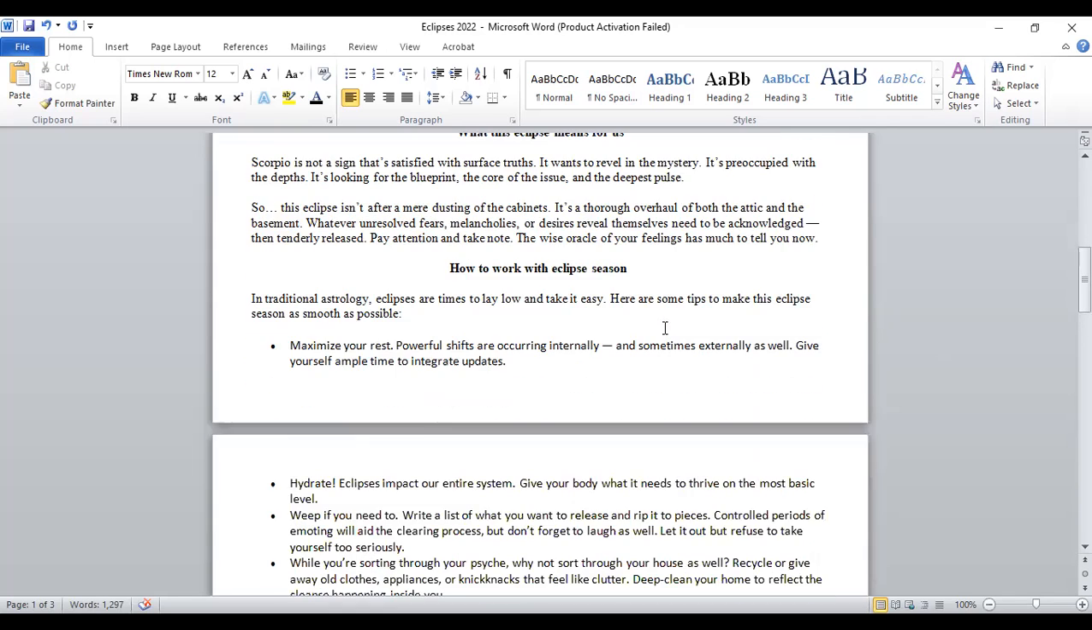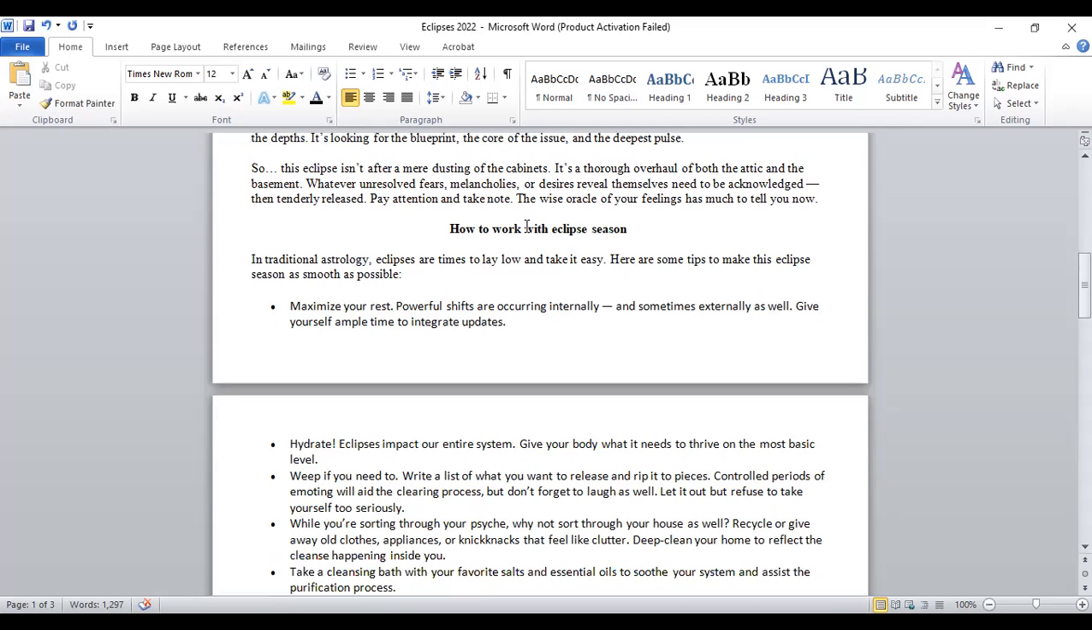Now, what does this mean to us? Scorpio is not a sign that's satisfied with surface truth. It wants to dig in, it wants to reveal the mystery, and it wants to get to the bottom of things. It's preoccupied with depth. It's looking for the blueprint, the core of the issue, the deepest pulse. So this eclipse isn't after a mere dusting of cabinets. It's a thorough overhaul of both the attic and the basement.